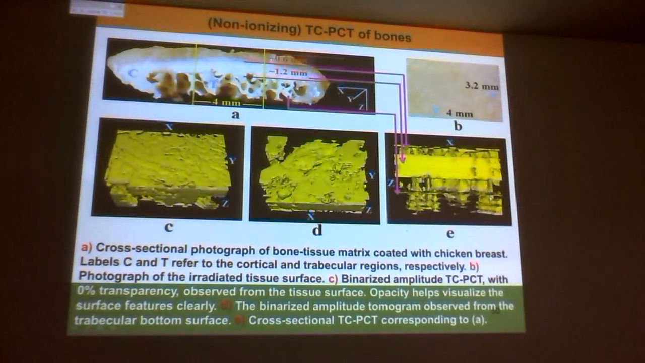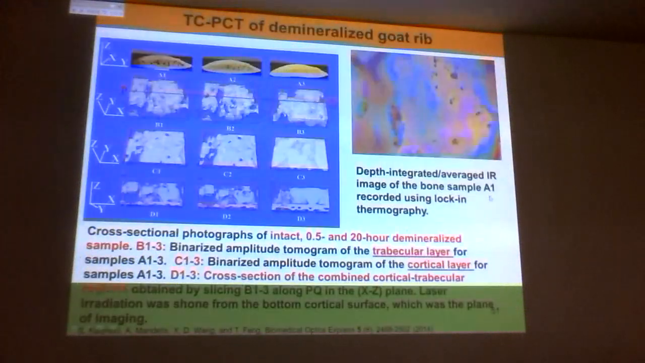This part reconstructs basically the trabecular bone below. This part reconstructs the cortical bone on top, and this part is the chicken, the chicken breast on top. So you can see the interfaces very clearly. You start sort of moving deeper into the sample. You can look at it from the top. You can look at it from the bottom.